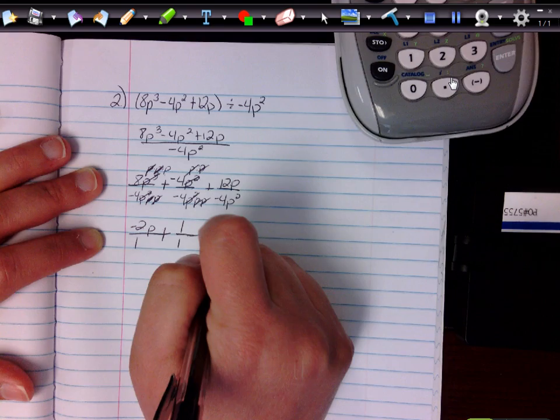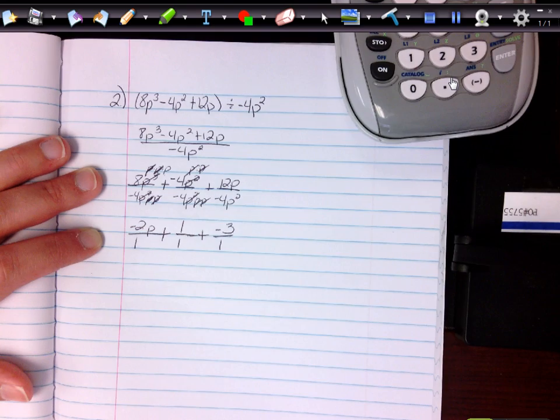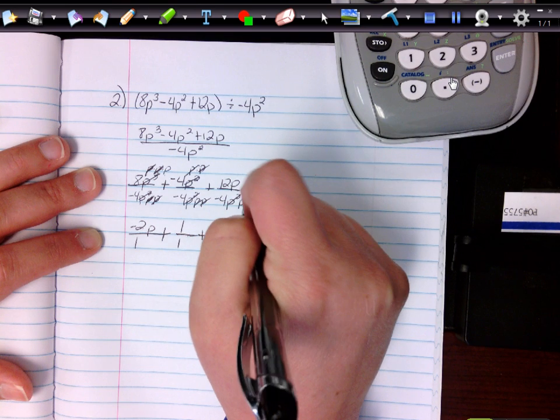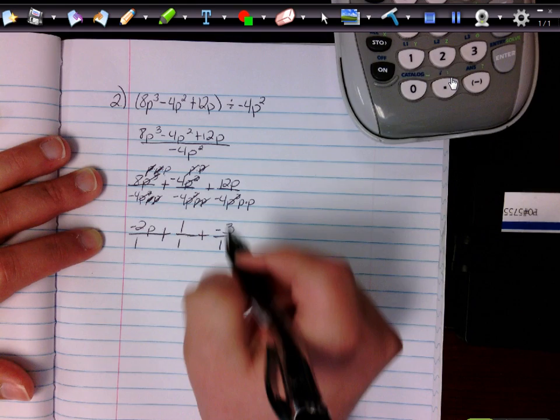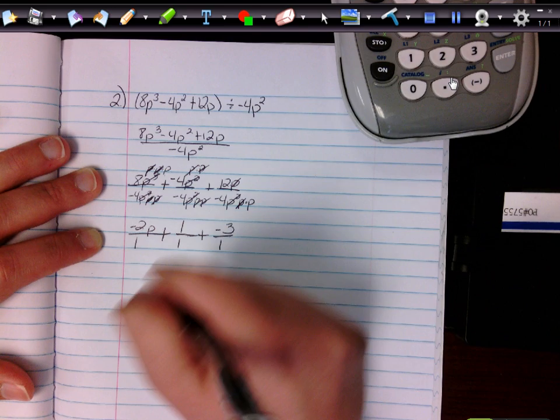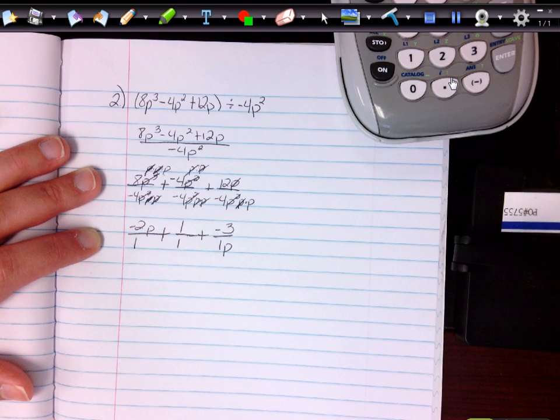Or negative 3 over 1. Then here I have 1p on the top and p squared on the bottom, so I can again write that out as p times p. This one and this one cancel, and this time I have a p left, but it's on the bottom. So it's going to go right there.